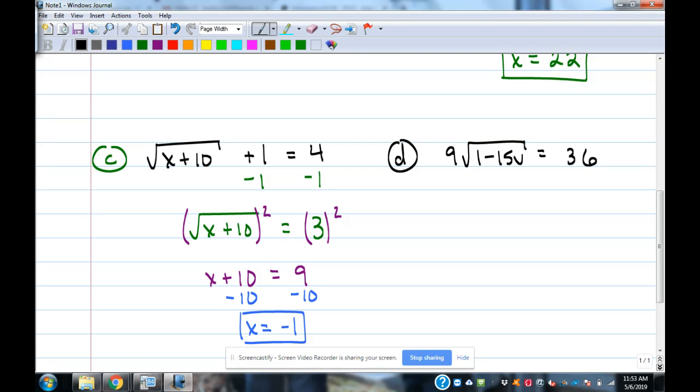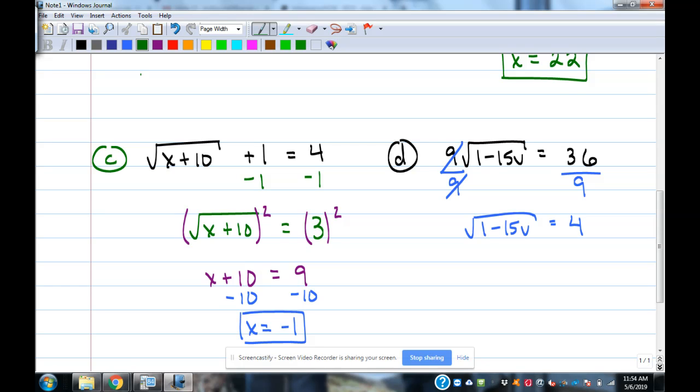What's not under the square root? The 9 and the 36. What's the 9 doing to the square root? It's multiplying, so the opposite of that would be dividing. So to get rid of this 9, we're going to divide by 9. And that's going to cancel out over there and get the square root by itself. So it's an inverse operation, just like solving any other equation has been. So we have the square root of 1 minus 15v, and 36 divided by 9 is 4.